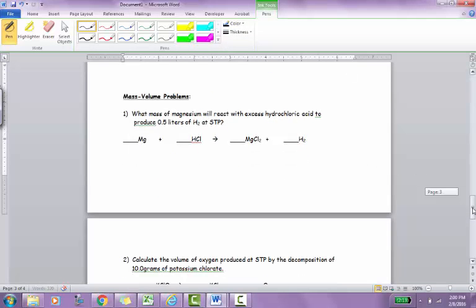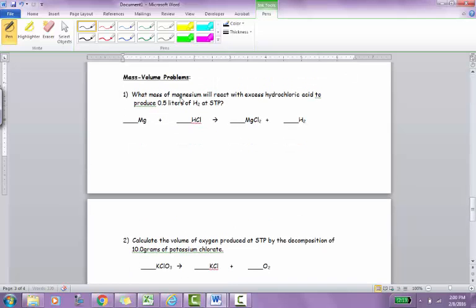One last example I'll do with you. Mass volume. So this is a mixed problem. So if we were to balance this equation, for starters, I'm going to need a 2 here. And that makes sure that I have 2 hydrogen and 2 chlorine on each side. In this problem, I'm looking for the mass of magnesium. So how many grams of magnesium? And I'm given half a liter of hydrogen. 0.5 liters of hydrogen is what will be produced, but I want to know how much magnesium to start with.